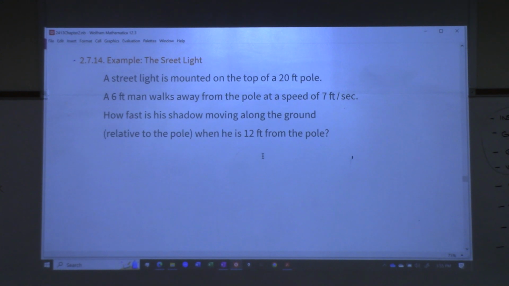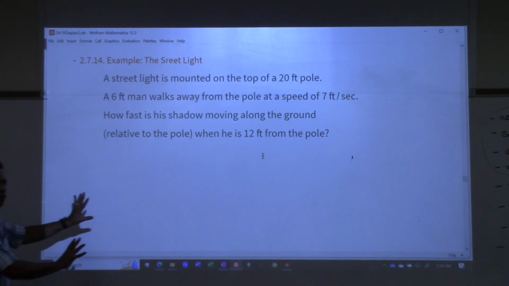It's not that it's any harder, but the geometry that's required here is something we haven't talked about. So we'll see if you know the geometry you need for this problem. A street light is mounted on a pole that's 20 feet high. A 6-foot man walks away from the pole at 7 feet per second. That's a very brisk walk, right? It's a run, basically. Trotting. How fast is his shadow moving along the ground relative to the pole? By his shadow, I mean the tip of his shadow.